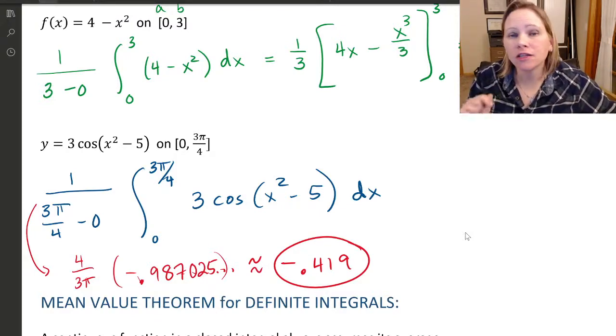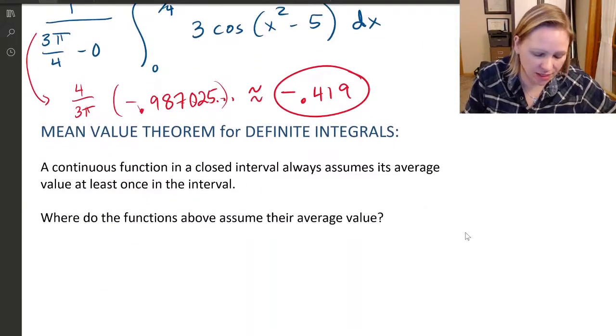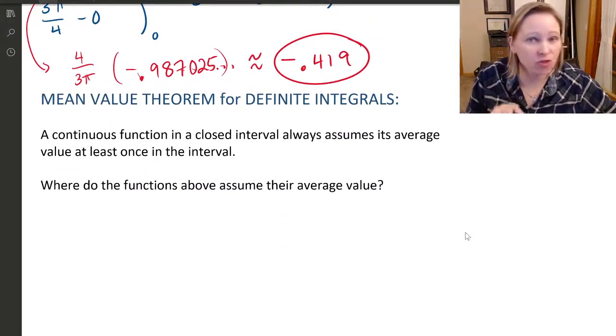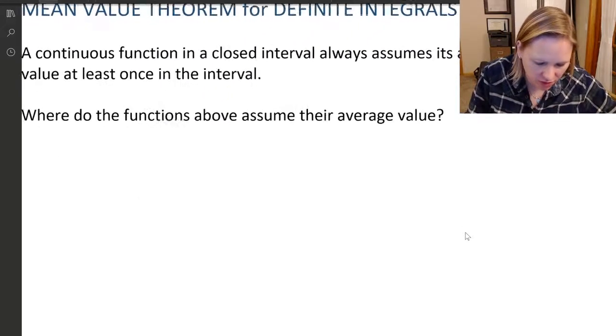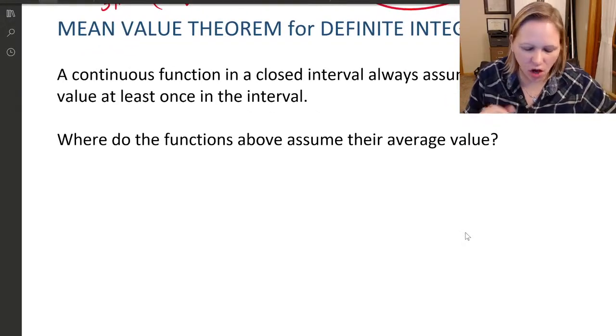If you have a calculator available, use it for the integral. Do not find the antiderivative. It takes too long, and sometimes you can't. Okay? But we're going to end with this, and it's the mean value theorem for definite integrals, and it says this: a continuous function on a closed interval always assumes its average value at least once in the interval.